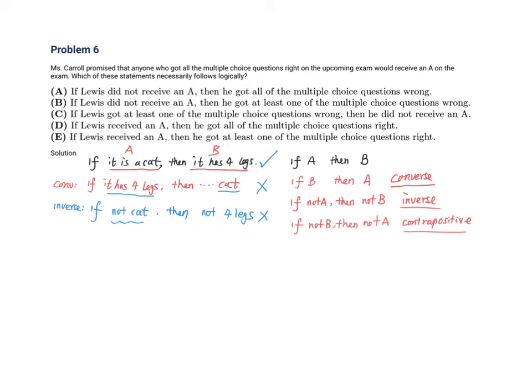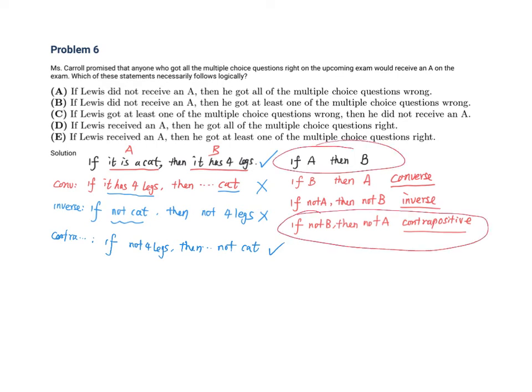And take a look at the contrapositive, right? If not 4 legs, then not cat. Obviously, this is a true statement. So therefore, we say that these two are actually equivalent, but not the other two. Now, once we have this background, let's try to figure this out.